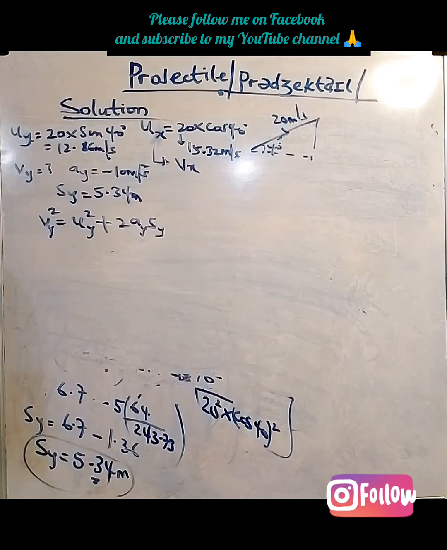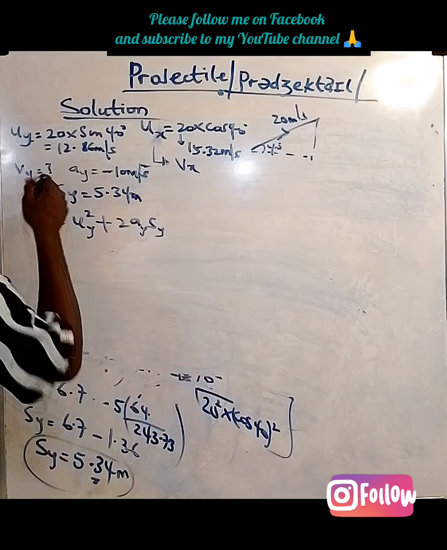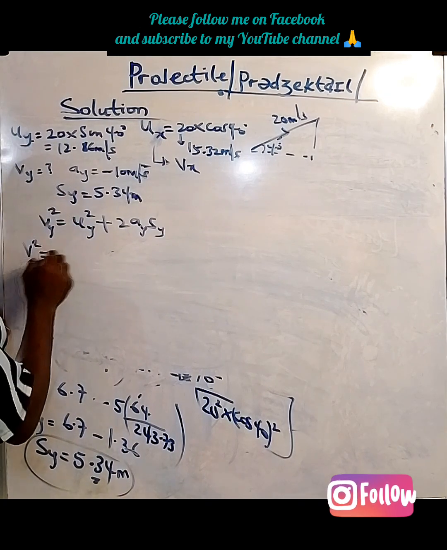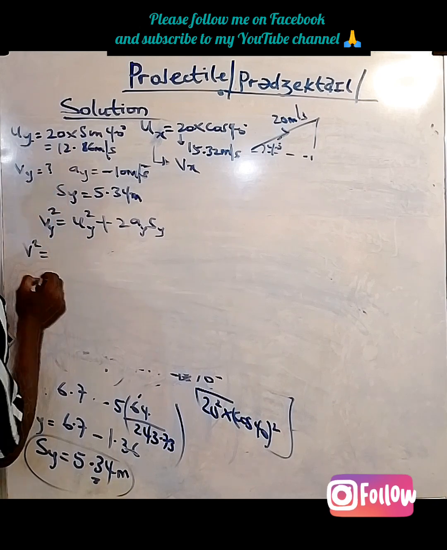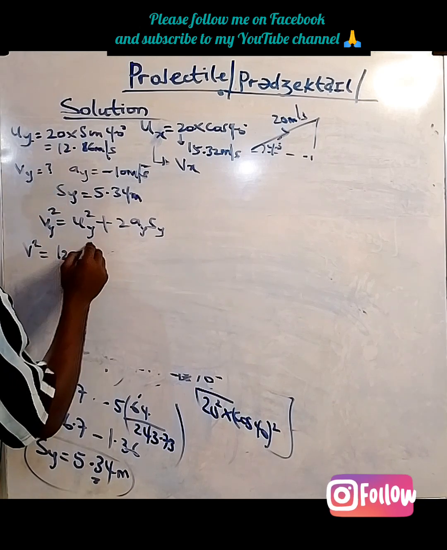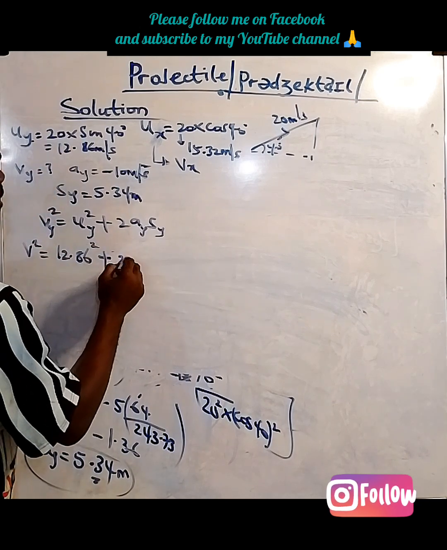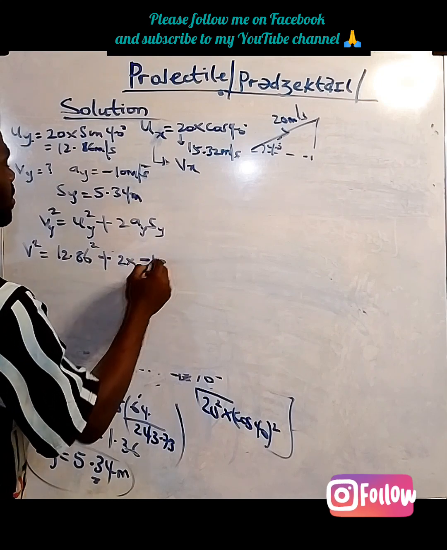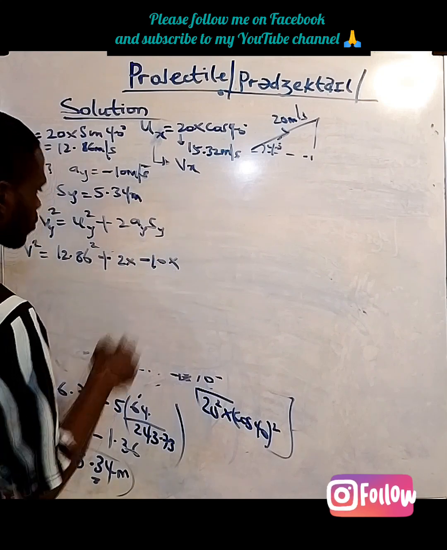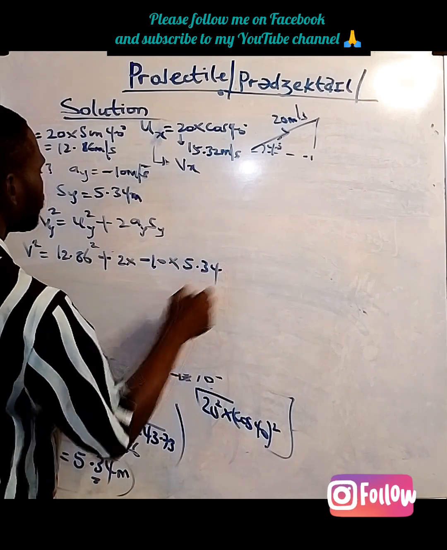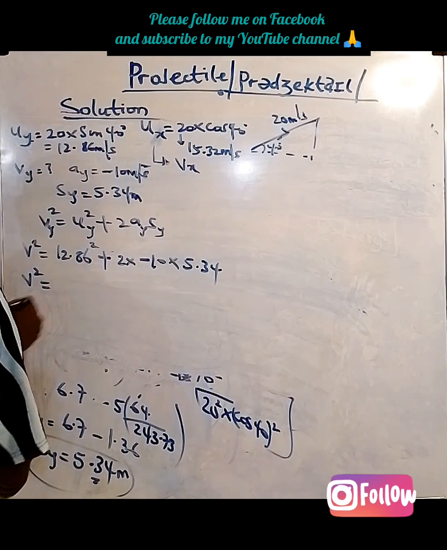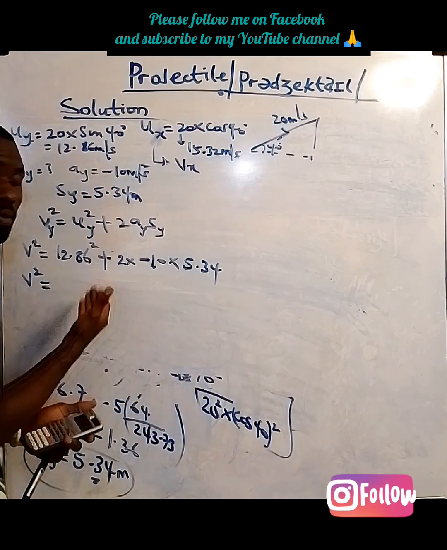So what do we do next? The next thing we're going to do is fix in all this. So v squared is equal to the initial speed along the y-axis, 12.86, raised to the power 2, plus 2 times the acceleration along the y-axis, minus 10, times the distance covered, 5.34. So v squared is equal to, let's use our calculator. Our calculator will help us solve this.